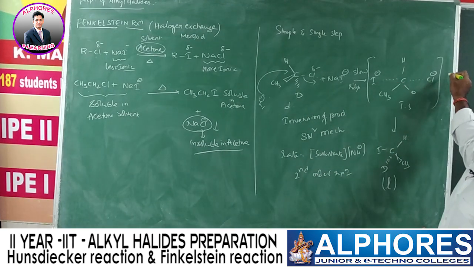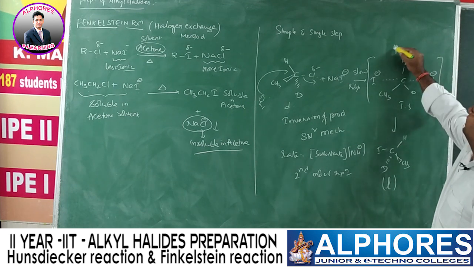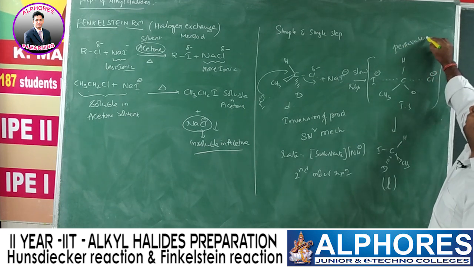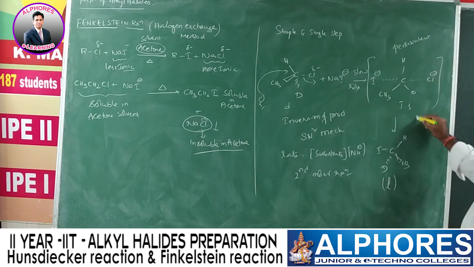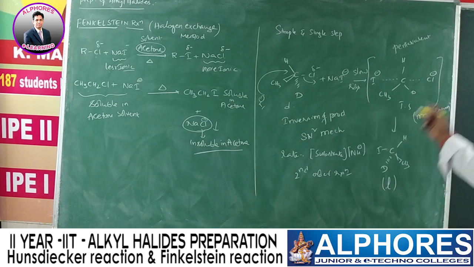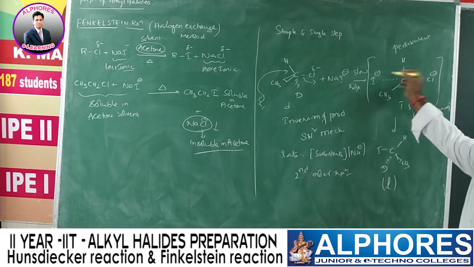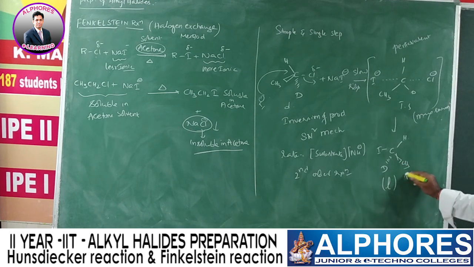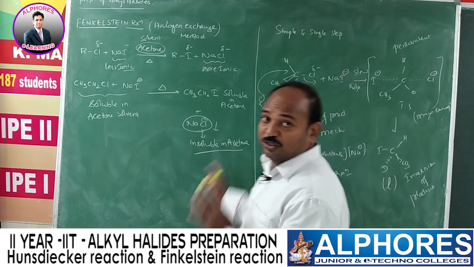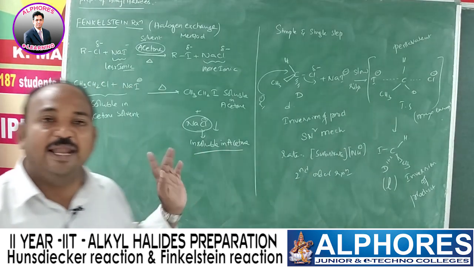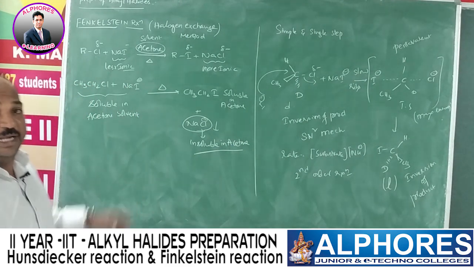So like this they are getting this. Here it is a pentavalent carbon. If you observe, there are 5 valencies here, 3 plus 2, 5 valencies. Of course it is a transition state. This transition state has a maximum energy point, and later Cl minus completely departs and I minus completely attacks. As a result you get inversion of configuration. Inversion of product we are getting. So if the initial one is D, the product we are getting is L. This is the Finkelstein reaction, a halogen exchange method to prepare alkyl iodides from alkyl chlorides.